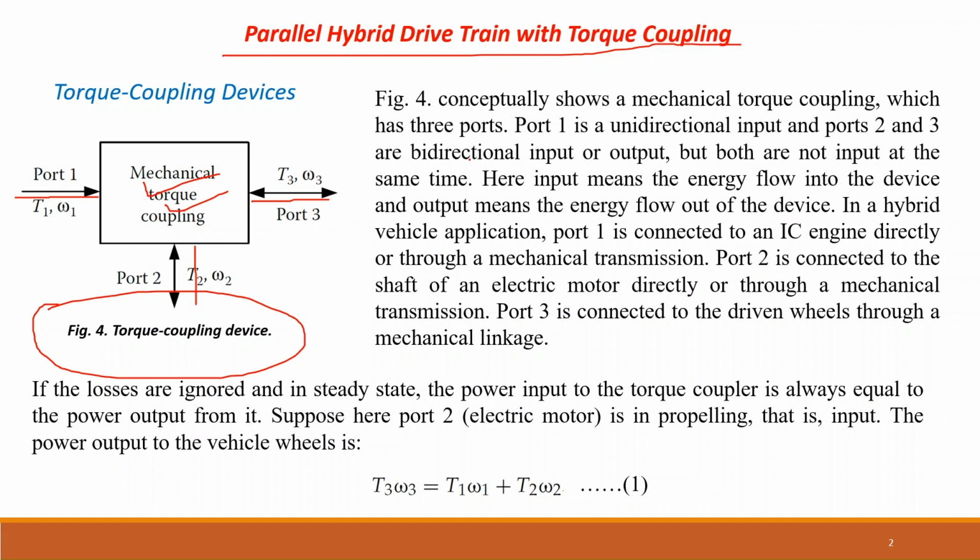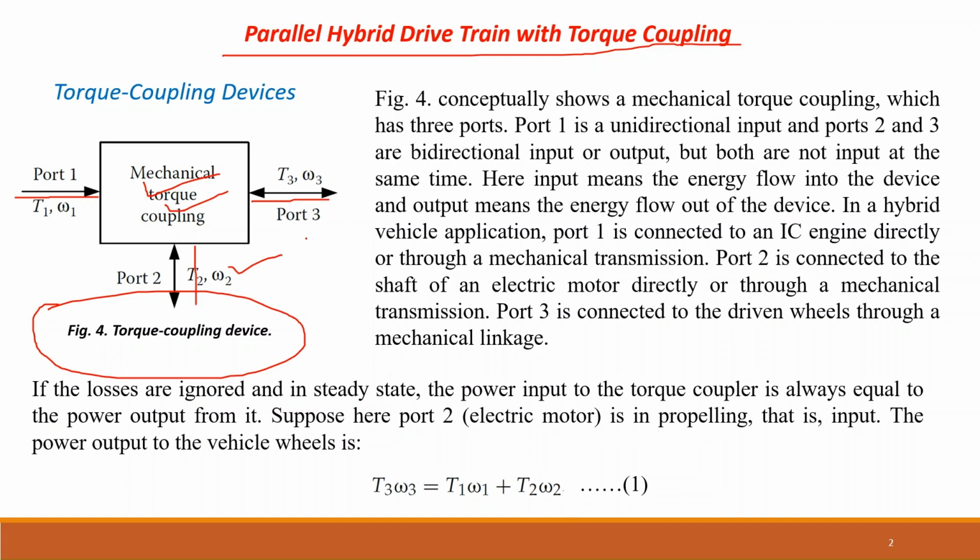Now, if we consider that there are no losses and it is an ideal system in the steady state, then whatever the input power is, that should be equal to the output power. So the power input to the torque coupler is always equal to the power output. Suppose port 2, the port connected to the electric motor, is in the propelling mode. So this is considered to be the input, and the power output at the vehicle wheels can be given by this equation.